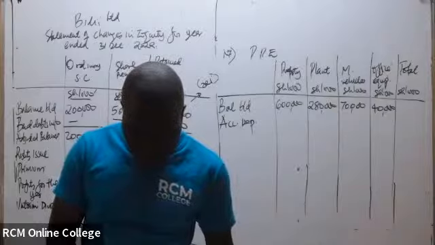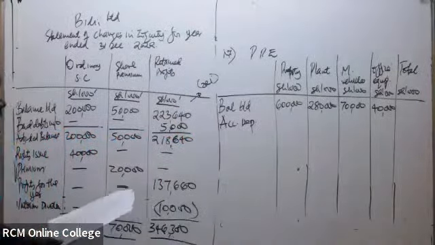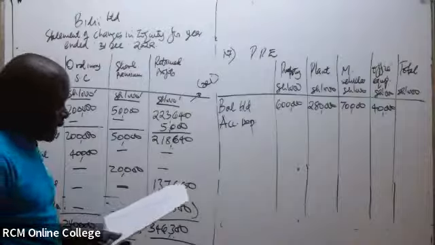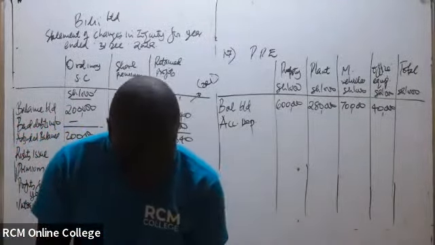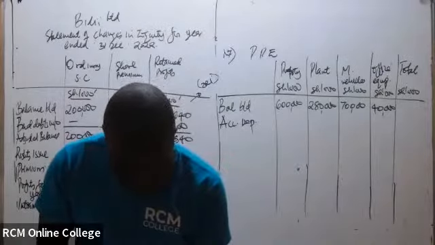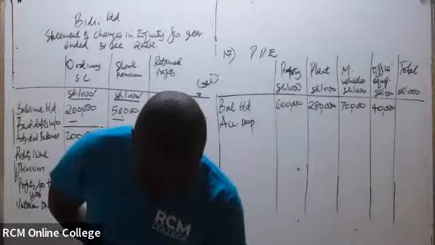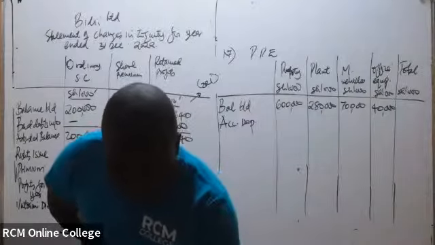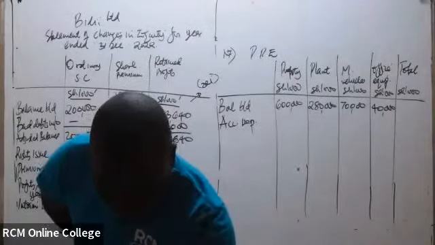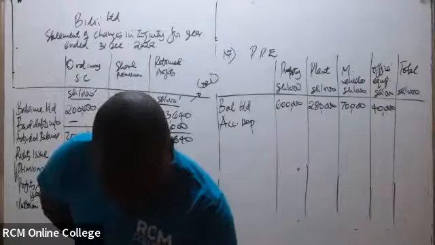Then there's this particular item here, this one for plant. This item for plant, we had done some adjustments. If you look at working number 2, under working number 2 we had said the cost of plant was 280 million. But of course, they disposed of an item of plant of 39 million.